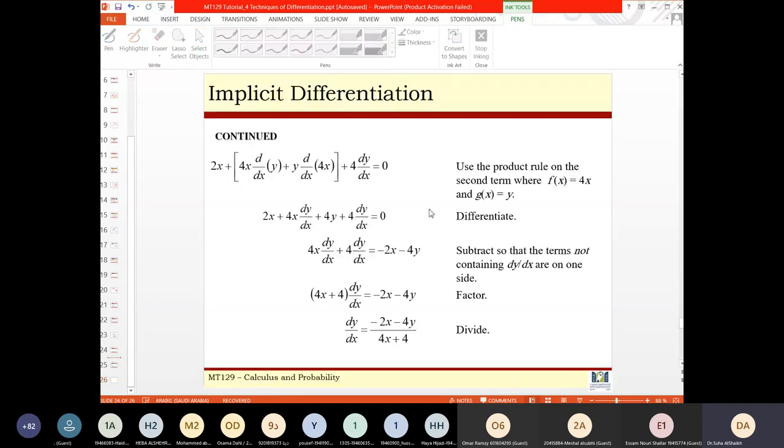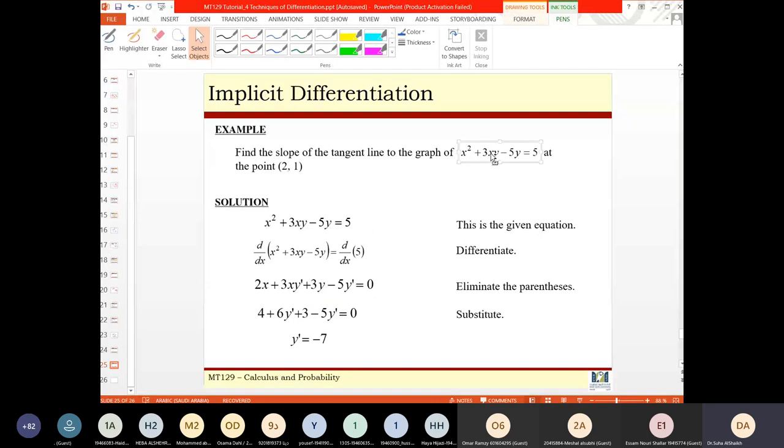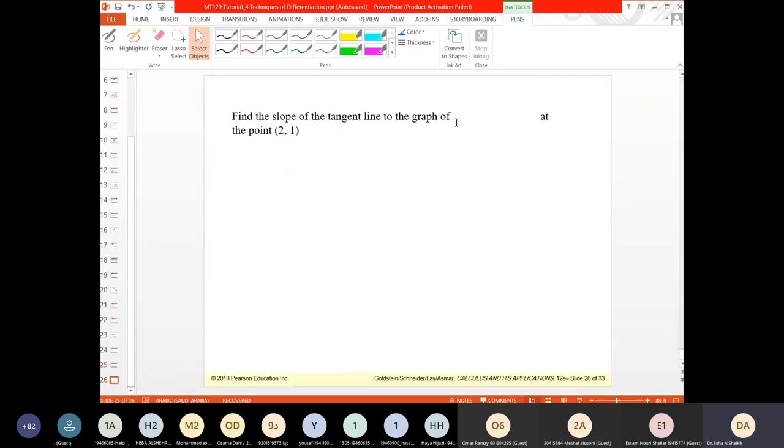What's the function? The point is 2, 1. Okay, so we have this example. Find the slope of the tangent line to this graph at the given point. Now, what does it mean when I say slope of a tangent line?